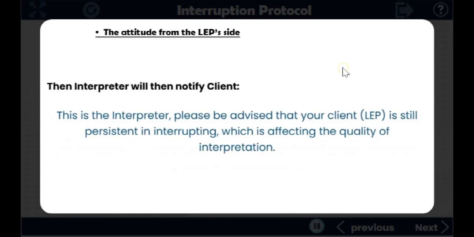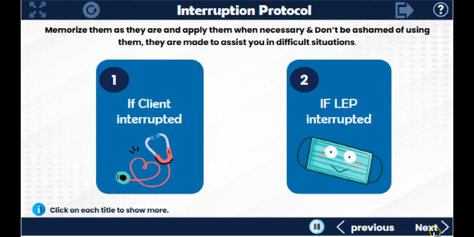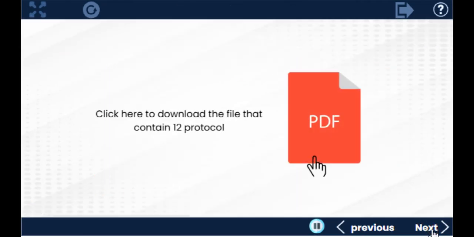Then interpreter will then notify client. This is the interpreter. Please be advised that your client, LEP, is still persistent in interrupting, which is affecting the quality of interpretation. Proceed with regular call closure in English.